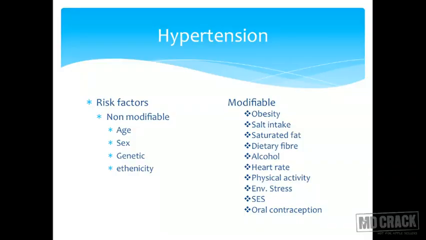Coming to the slide, as you can see, you have risk factors for hypertension. Again, risk factors for hypertension, like risk factors for CHD, have been divided into modifiable and non-modifiable risk factors. Non-modifiable risk factors are almost the same. They are age, sex, genetics and ethnicity, and the modifiable risk factors are obesity, salt intake, saturated fat, alcohol, heart rate, physical activity, environmental stress, lower socioeconomic status, as well as oral contraception. Let us run down this list of risk factors one by one.